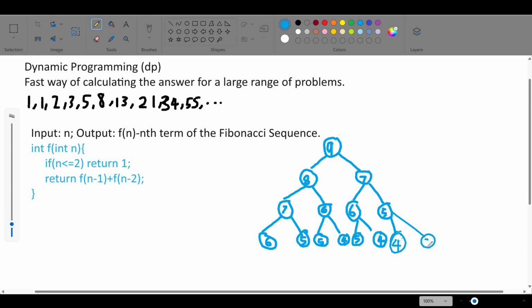So we just keep doing this until one time we have n equals 2 or n equals 1. For example, here we have n equals 2 or n equals 1. So we just return 1, and we know that f3 is 1 plus 1, which is 2. Basically, this tree just goes on until every single leaf of the branch is 2 or 1. Then we start returning 1s, and we sum up the 1s to get f3, and then we sum up f3 and f4 to get f5, etc., until we get back to f9.